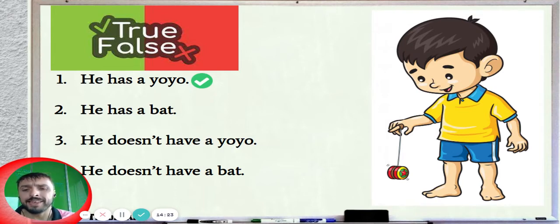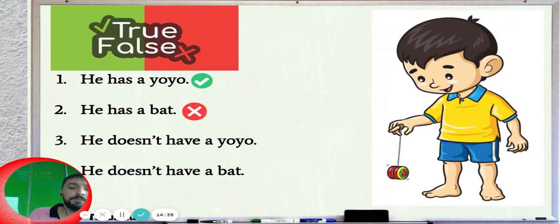Okay, number two, he has a bat. Does he have a bat? Yes or no? No, he doesn't. He doesn't have a bat. So that is false, because he doesn't have a bat.